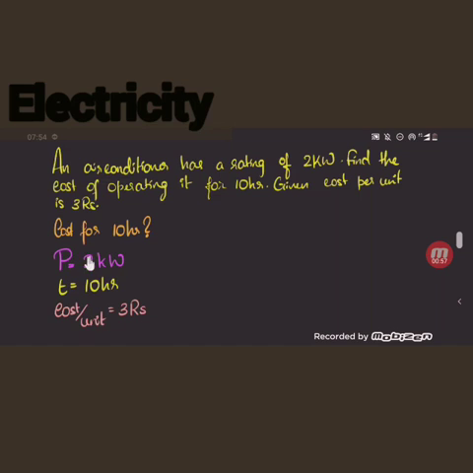So from this data, how do we find how much is the cost for 10 hours? I think the crucial thing over here is to understand what we mean by this word unit. If we understand this, then we can solve this easily. So in electricity, whenever they use the word unit, the word unit actually stands for kilowatt hour.